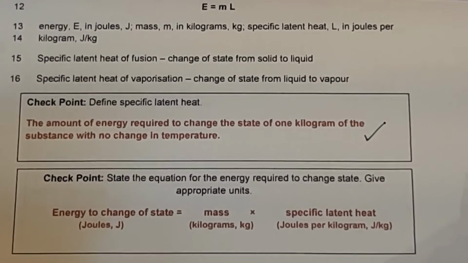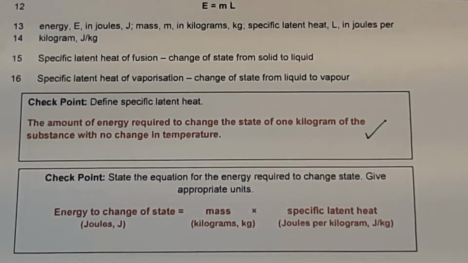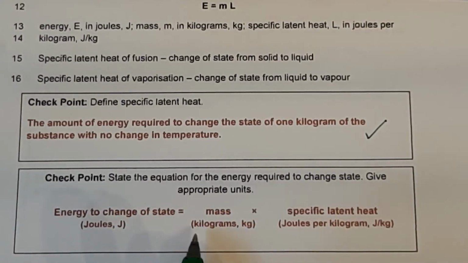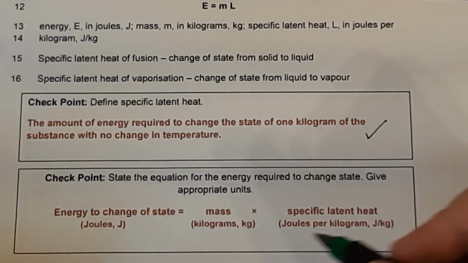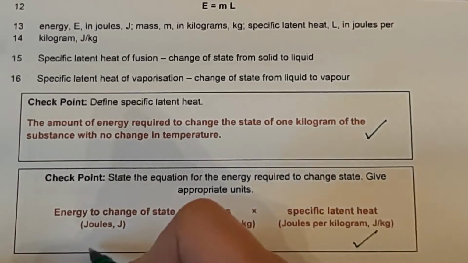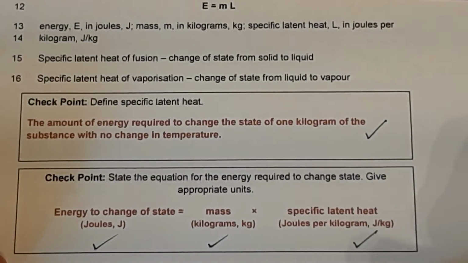Question 2, the second checkpoint question, what's the equation for the energy required to change state, and give the appropriate units. So energy to change state equals mass times specific latent heat, and the units are included. Joules for change of state, mass is kilograms, and specific latent heat is joules per kilogram. So you have a mark for each of those. So give yourself a mark out of 4 there, please.